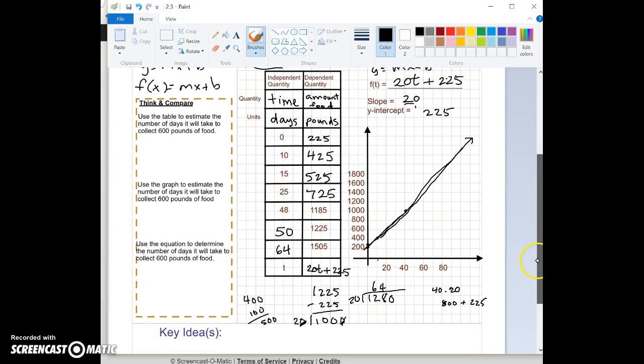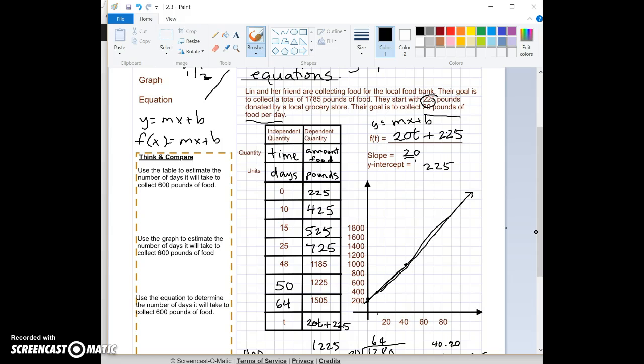So now we're going to do a little thinking and comparing. We're going to look over here at this red box. It says, use the table to estimate the number of days it will take to collect 600 pounds of food. So just using the table. Well, let's see. 15 days is 525, and 25 days is 725. So what do you think? 600 pounds is going to be somewhere in between 15 and 25 days. So what would be a good estimate? That's right. I would say about 20 days.